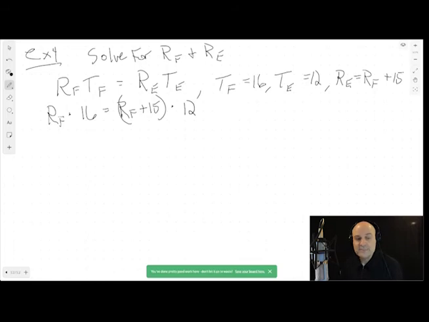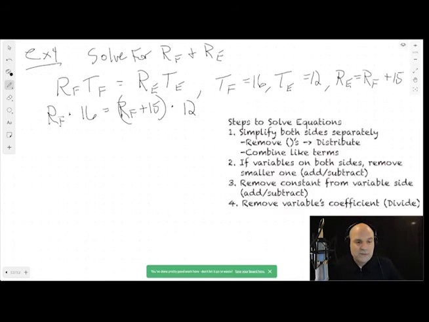All right, first step to solving equations is simplify both sides separately. So R of F times 16 is just a variable times a number. So we're just going to reverse that and write it the way we like it with the number first. Then we're going to distribute. Enemy of simplifying is parentheses. So get rid of the parentheses by distributing: 12 times R of F, which is just 12 R of F. And 12 times 15 is 180. Okay, second step, get rid of the smaller variable term.